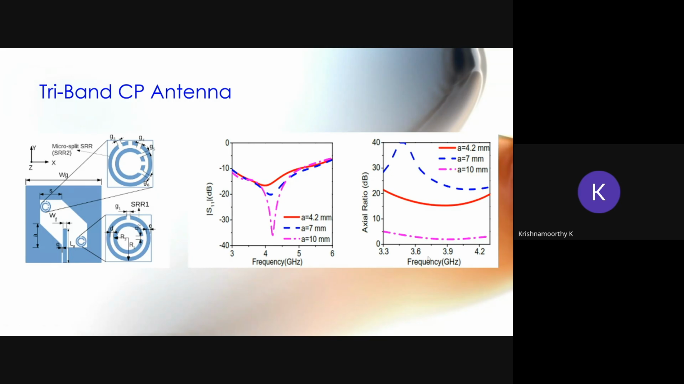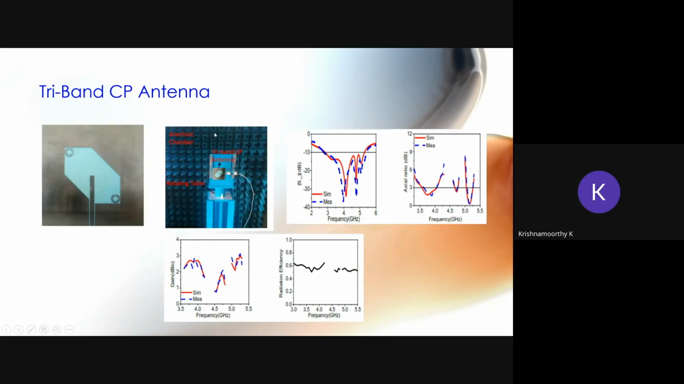Similarly, we can get the tri-band circularly polarized antenna using a modified split ring. Here we are making more splits in the outer ring as well as the inner ring. So using this kind of modified split ring loaded slot antenna, we can get the tri-band circularly polarized antenna. This is the return loss plot, the axial ratio plot, and the gain and radiation efficiency characteristics here.